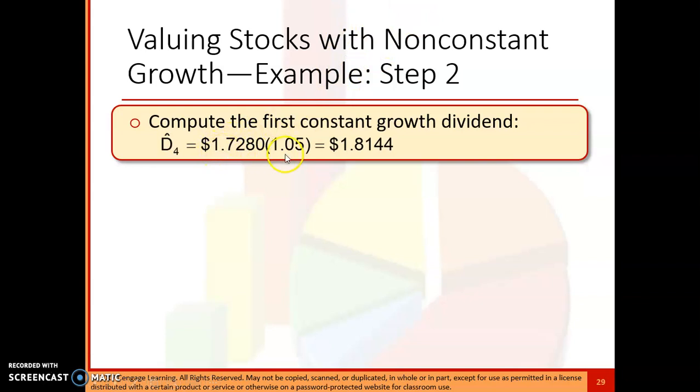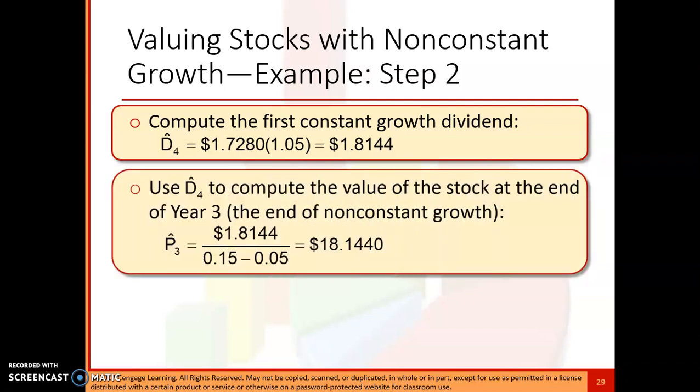And then step two, we take this D3 and multiply it by 1 plus the constant growth rate, 1 plus 0.05, and we get $1.8144. So we can now use the constant growth model to calculate the value. Since this is D4, that's going to give us P3. So the expected price in year 3 is $18.144.